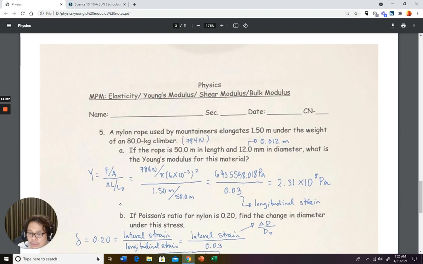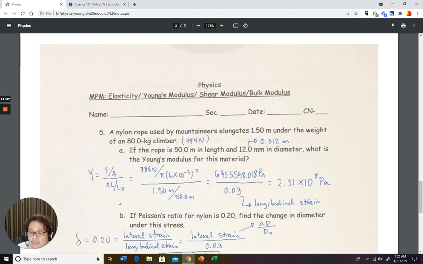And then the stretch is 1.5 as mentioned in the problem. Ayan, it elongates 1.5. And the original length is 50 meters here. So we compute for the Young's modulus of the nylon rope. It's 2.31 times 10 raised to the 8 Pascal.